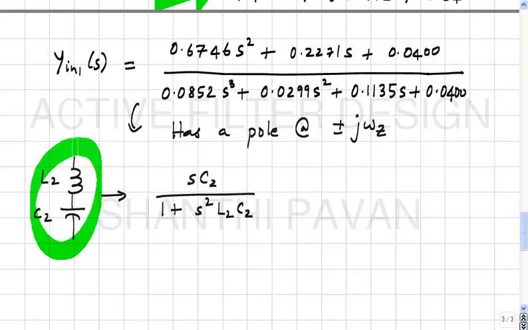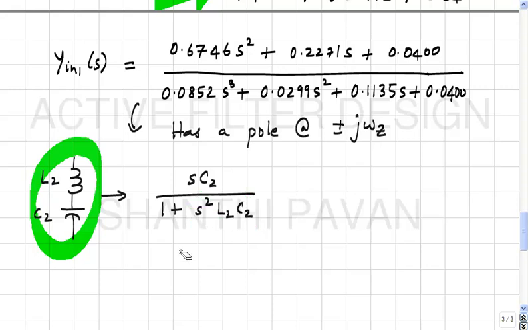At DC, the inductor impedance is very small compared to the capacitor impedance. The two of them are in series. So at low frequencies, the impedance must look like that of a capacitor, which means that the admittance must look like sC2. So in this expression, if you set s equal to 0, the denominator goes to 1 and the numerator goes as sC2, which makes sense, right?